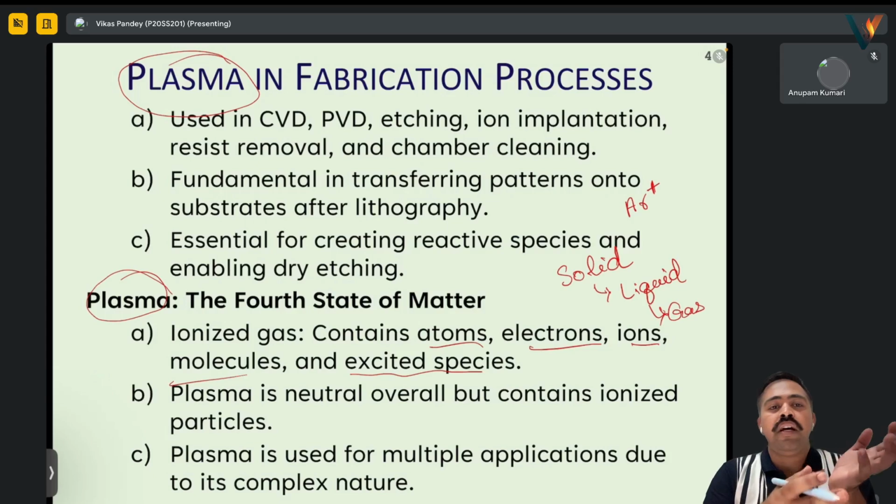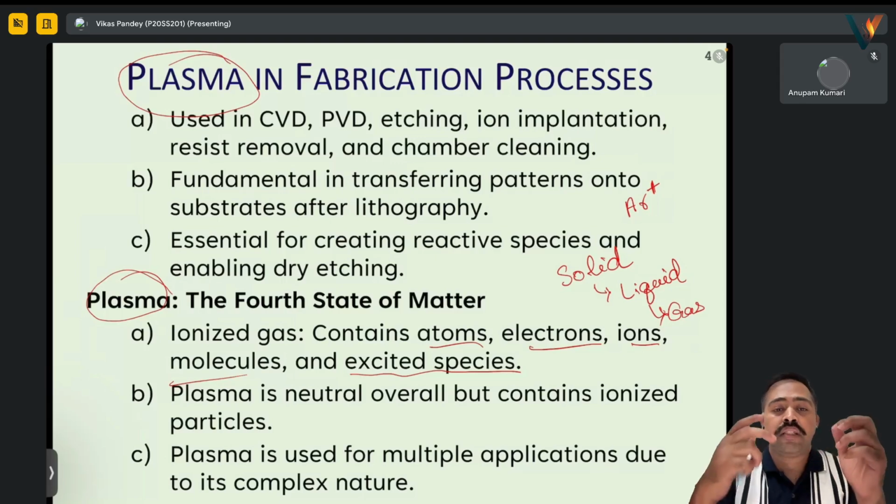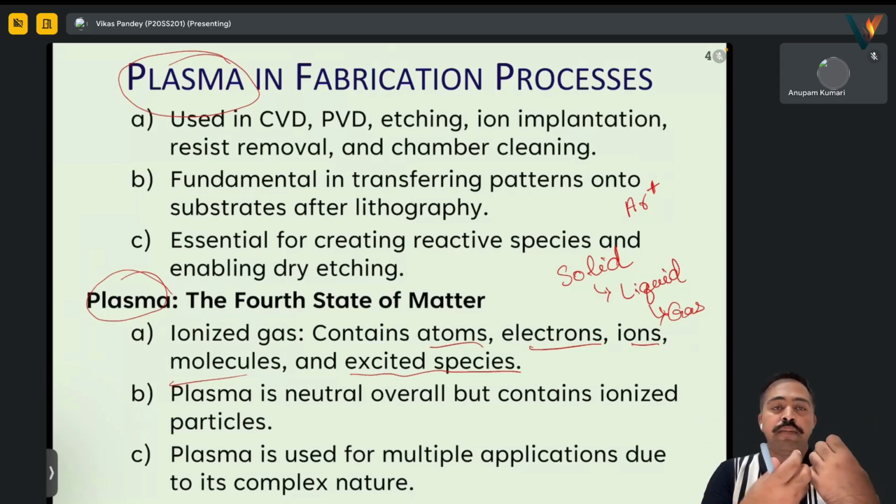That is why we are not saying it as charged matter, because it is overall still neutral, no positive or negative charge, since all of them will cancel out. And there is a glow, certainly, because since ions are excited species, they will emit some light, and this photon or the light will depend on whatever material we are talking about.